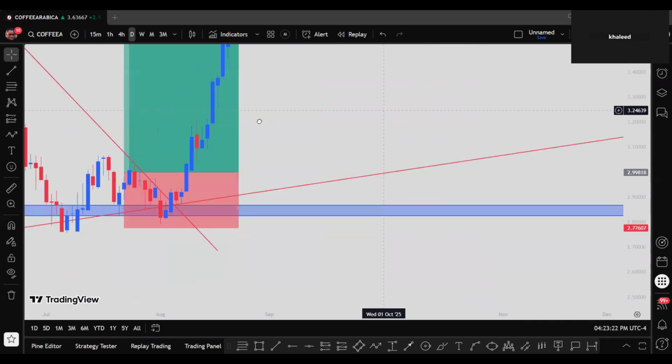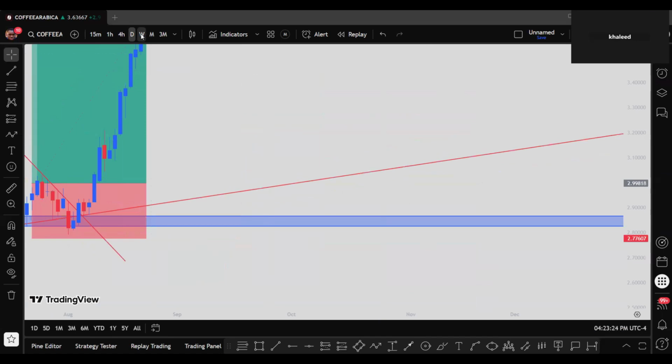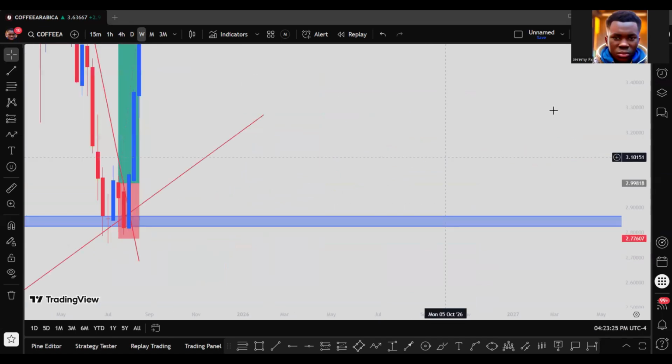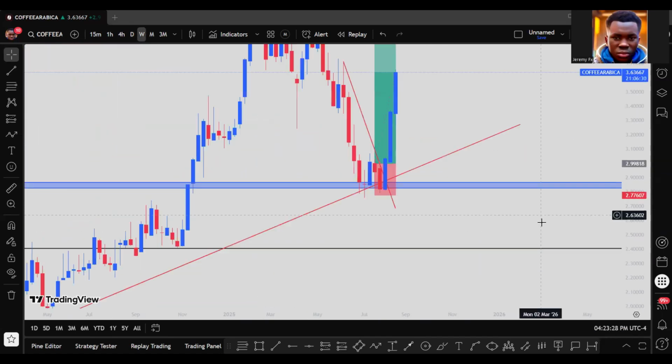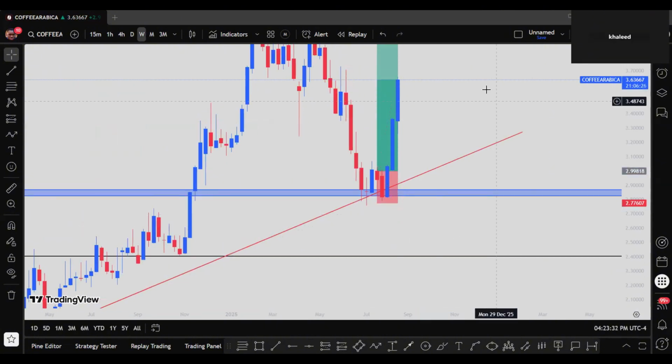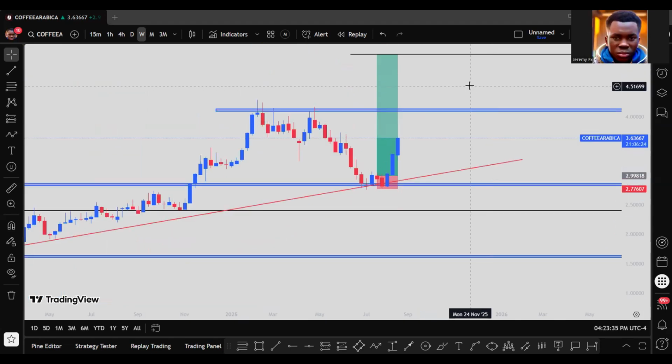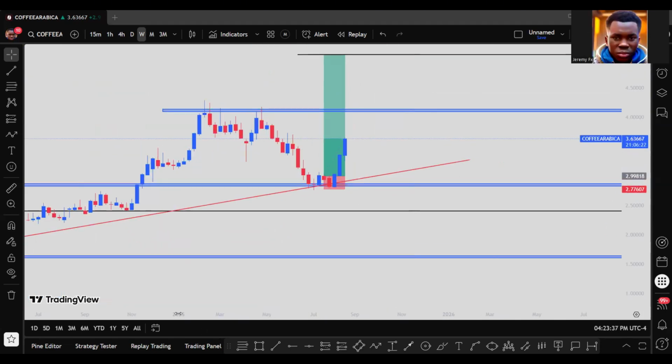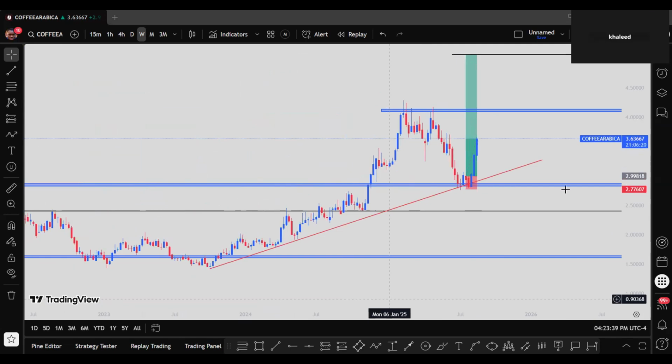We'll go to the weekly time frame, please. Okay, so I'm on the weekly. Let me see your take profit. Okay, yeah. So the take profit is at the 27% Fibonacci level. Yeah, it's at this.